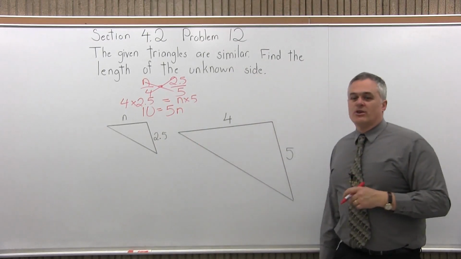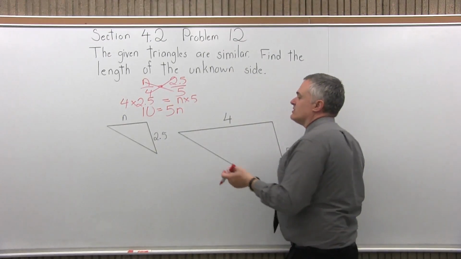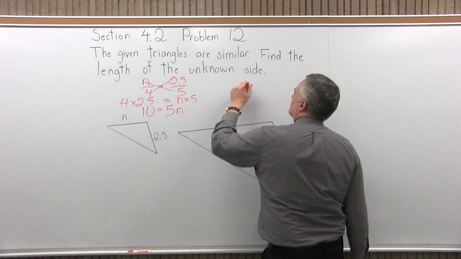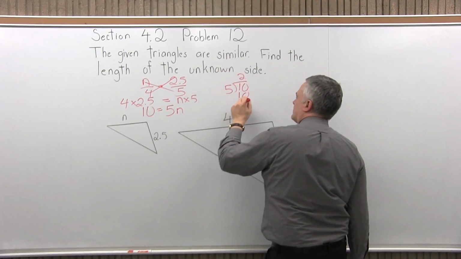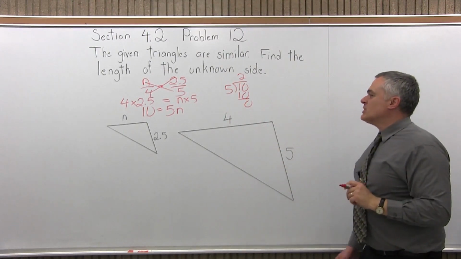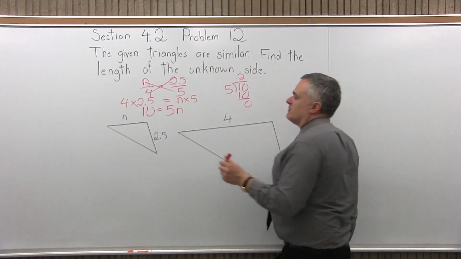And now to solve for the unknown, you just divide. And I can see the answer too, but you can write it out. 5 divides into 10 twice. 2 times 5 is 10. Remainder 0. So n equals 2.